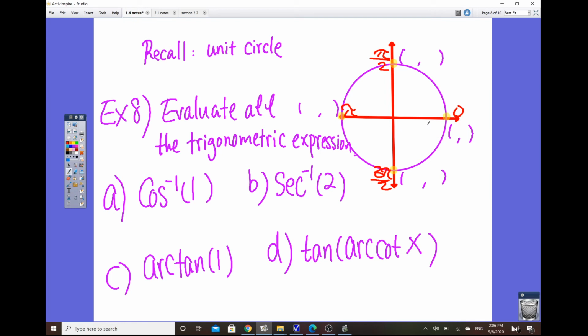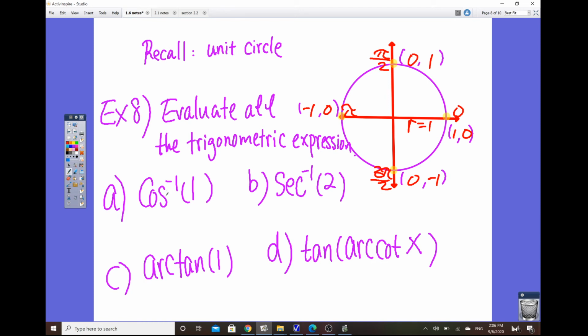So this one, unit circle, the radius is always 1. So that means the position here is considered (1, 0). And then all the way up here, it's considered (0, 1). And then back down here, it's considered (-1, 0). Down here on the bottom, (0, -1). And now, inverse of cosine of 1.